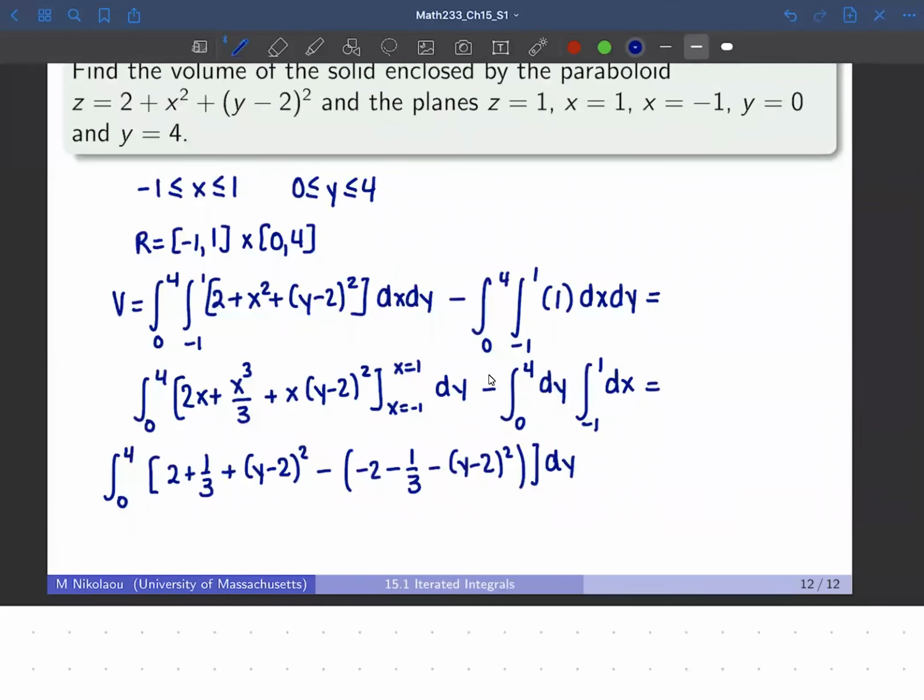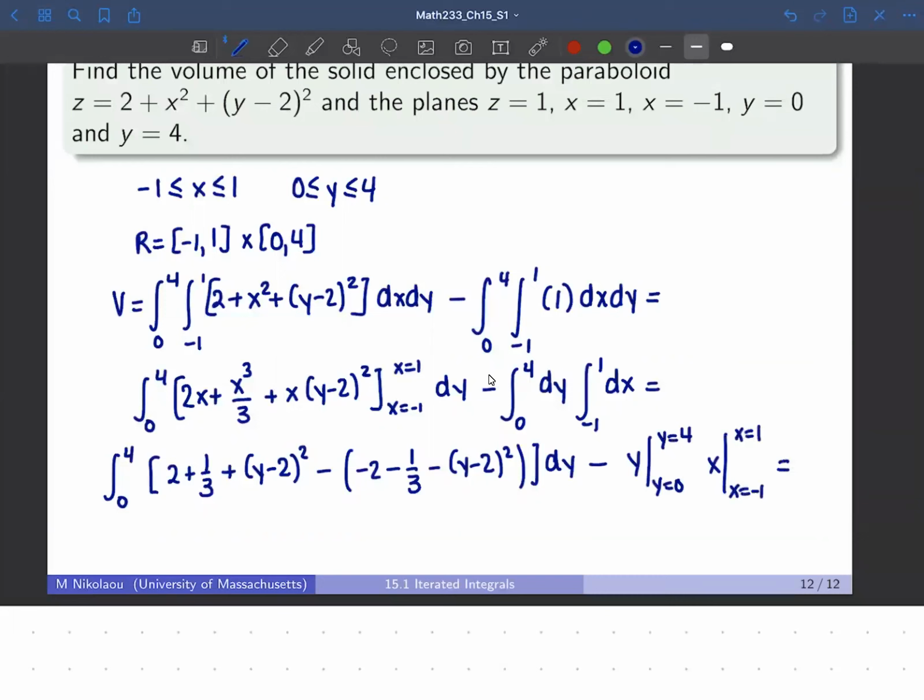And then from the second term, we have minus the integral from 0 up to 4 of dy, which is equal to y evaluated between y equals 0 and y equals 4. And then the integral from -1 up to 1 of dx is equal to x evaluated between x equals -1 and x equals 1.